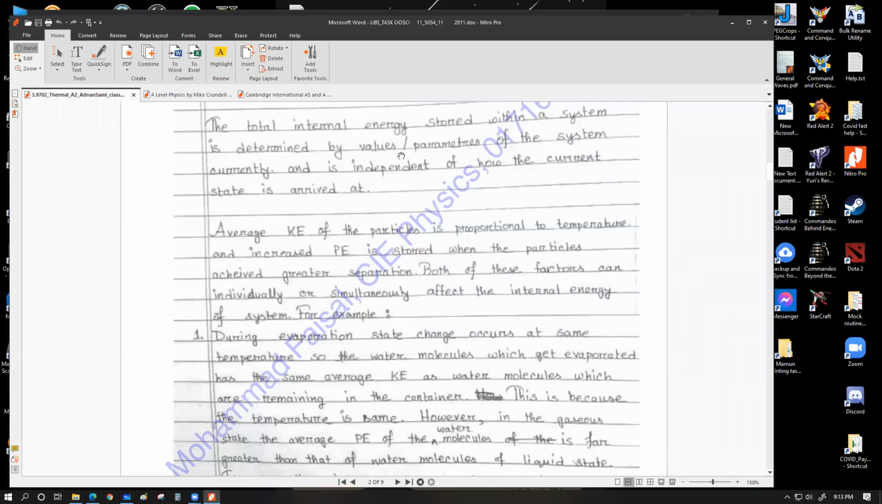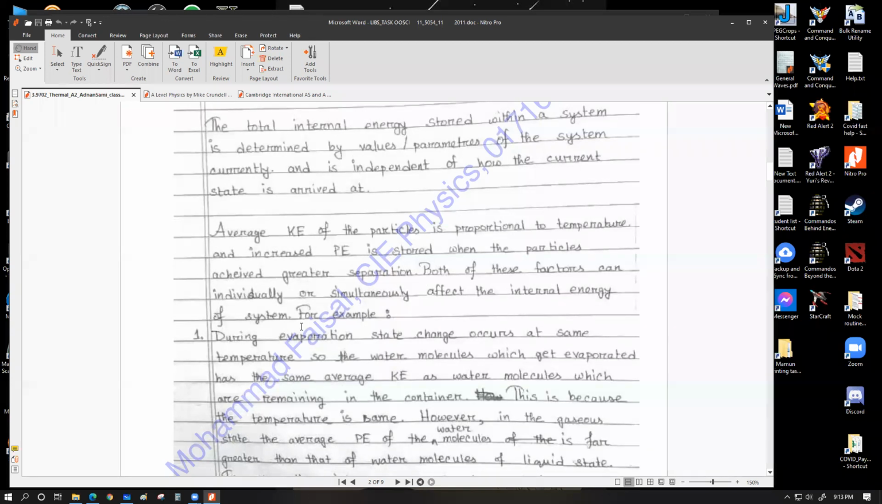Okay, this paragraph is a very basic description. This is a pretty interesting paragraph for us. Have a look over here. Average KE of particles is proportional to temperature and increased PE is stored when the particles achieve greater separation. Both of these factors can individually or simultaneously affect the internal energy of a system.